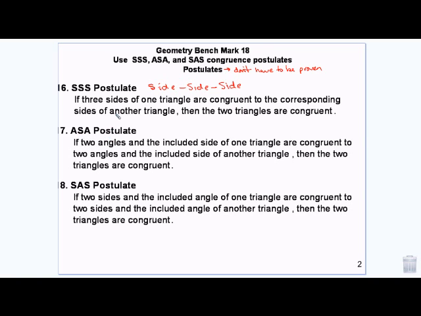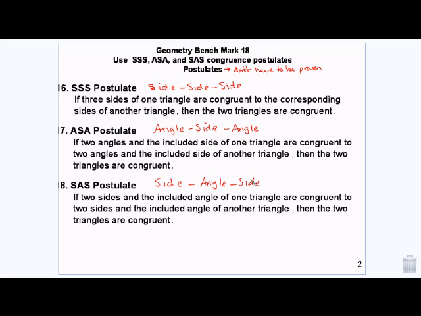Then we have the angle-side-angle postulate. What this postulate states is that if you have an angle and then a side, and then another angle, so two angles are congruent with the side between them, then the two triangles are congruent. And there's pictures of this on the next slide, so we'll go over that with the pictures in just a second.